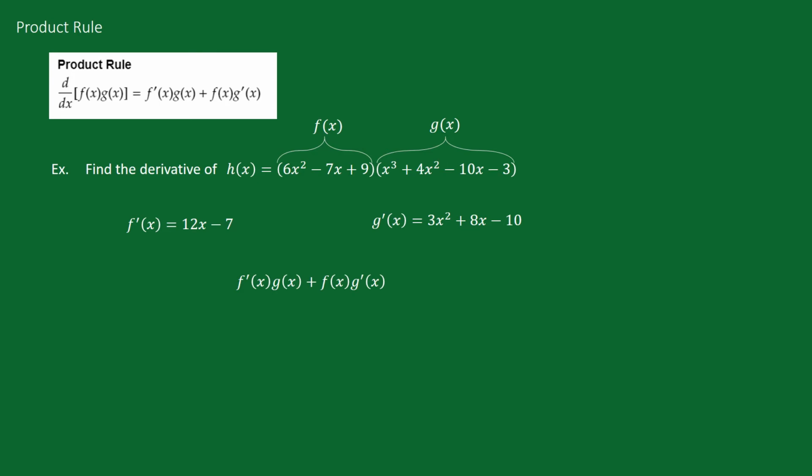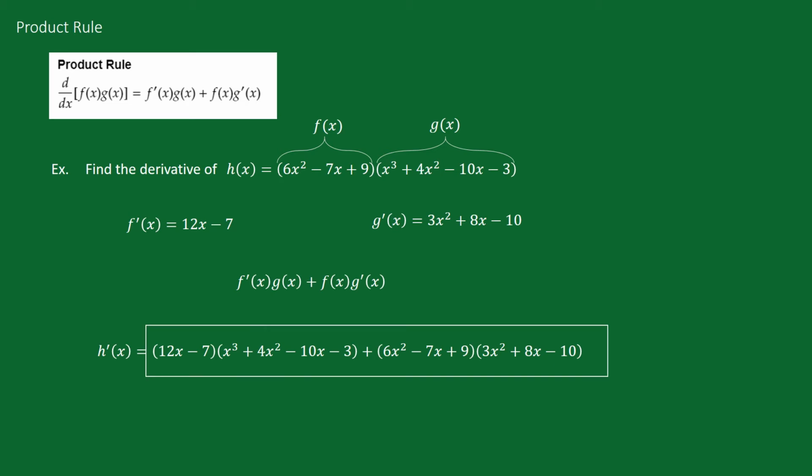So our f prime of x is 12x minus 7, so we're going to multiply that by our g of x, which is x cubed plus 4x squared minus 10x minus 3, and we are going to add that to f of x, which is 6x squared minus 7x plus 9, times our g prime of x, which is 3x squared plus 8x minus 10. So that would be our answer. You could multiply everything out, but usually it's acceptable to just leave it as shown. However, it will depend on what your specific professor wants.